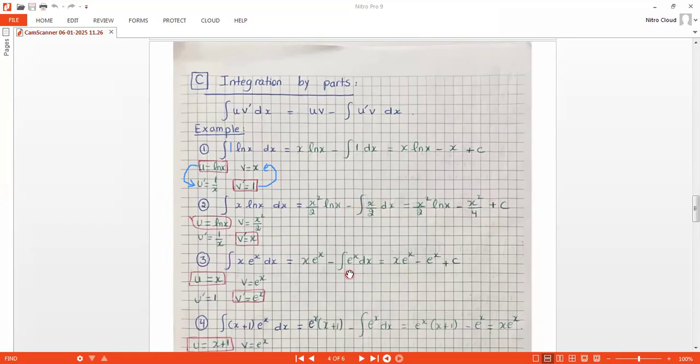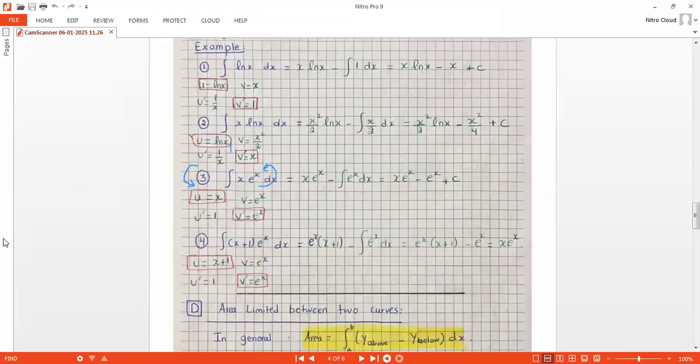I'm going to solve the third one also. Here we have x e^x. Now, if you have e^x, then you always pick it as v prime, because you can do its integral quickly. And you pick x as u because you can do its derivative quickly. So here we have uv minus integral u prime v. Also, the last one, let me clear the screen. I picked x plus 1 as u and e^x as v prime.